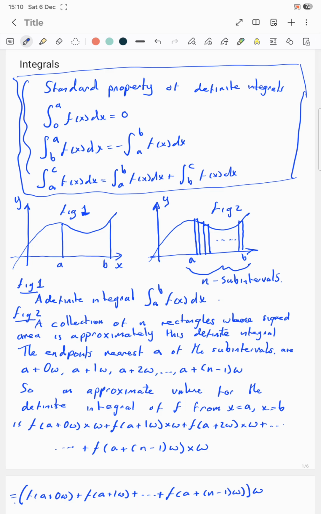Think of the integral sign as being a long elongated S to represent the sum of some function or whatever here. Now this is a definite integral here, as it's exact, and this is an approximation between a and b of the same function. This is figure 1, figure 2. There are n subintervals between a and b.